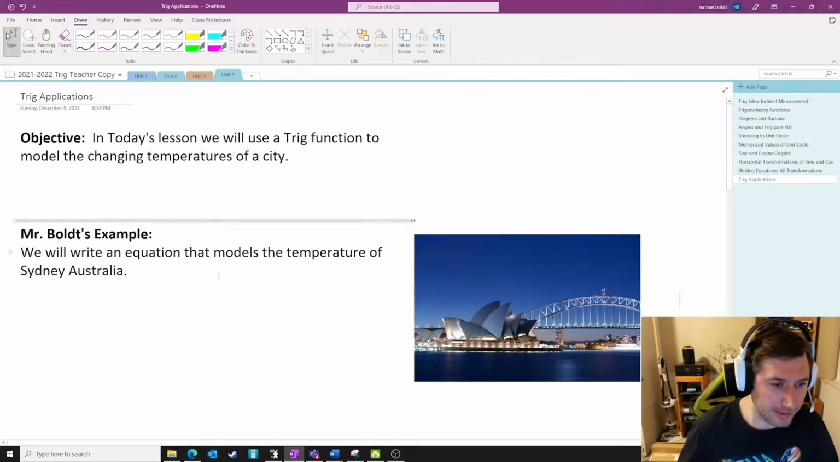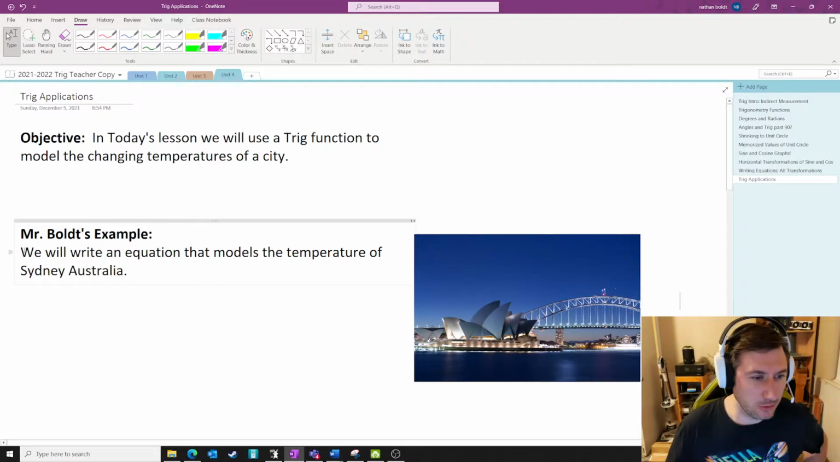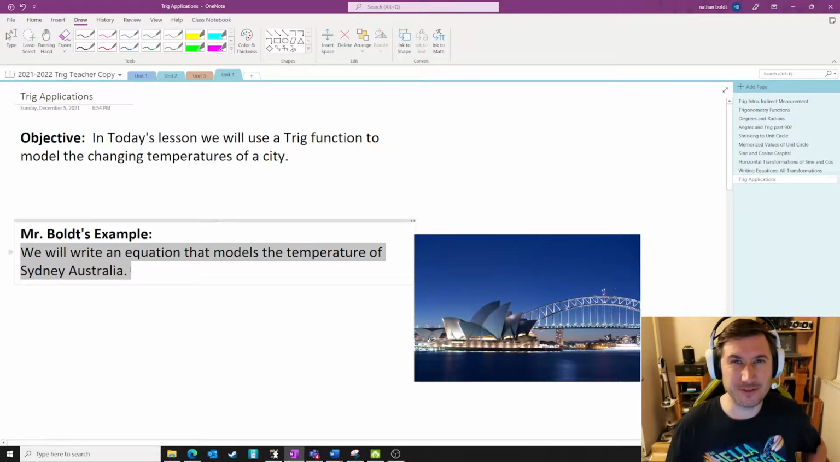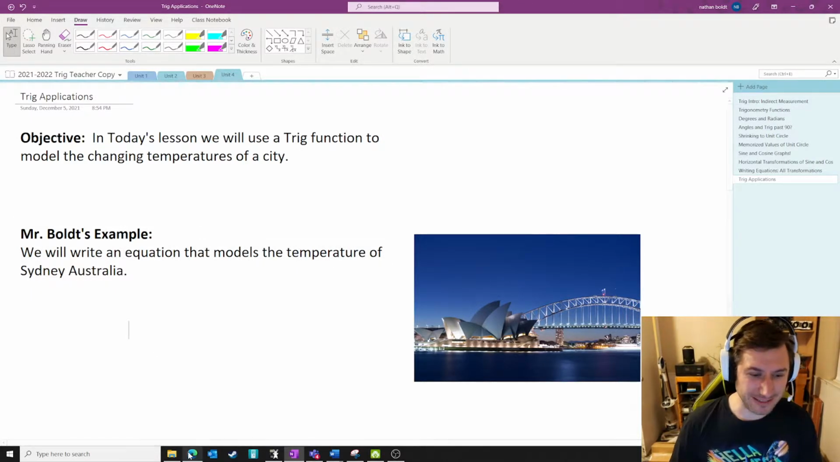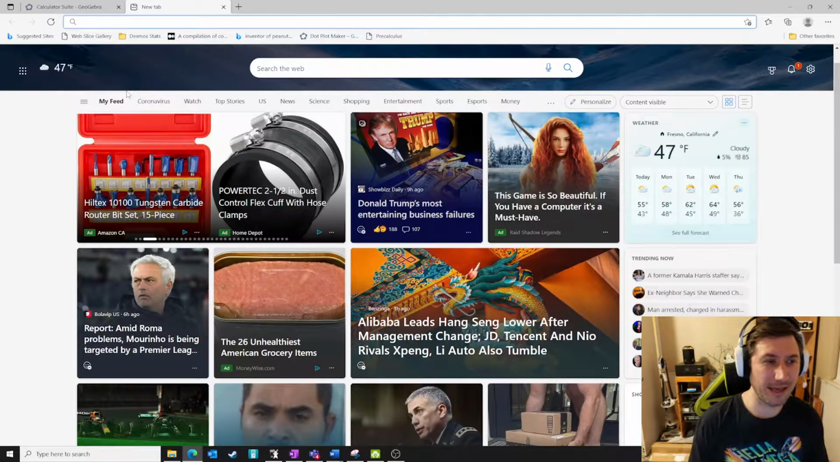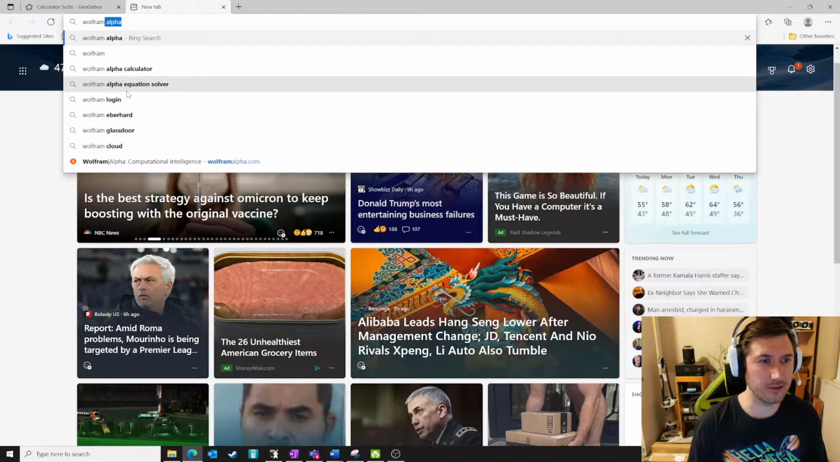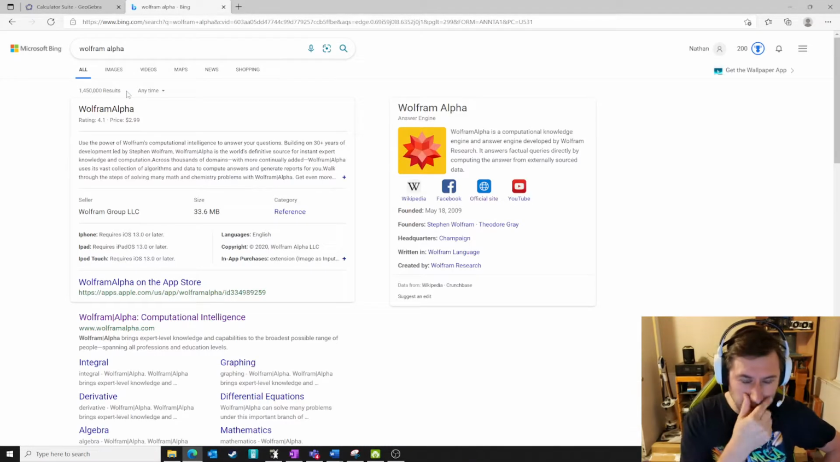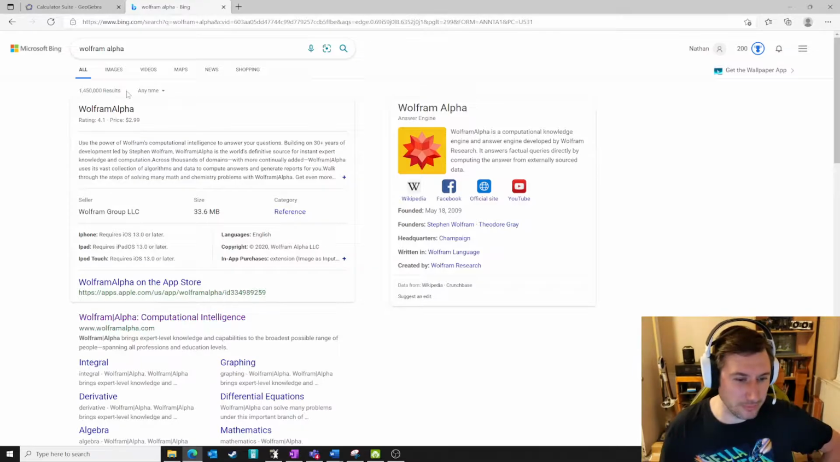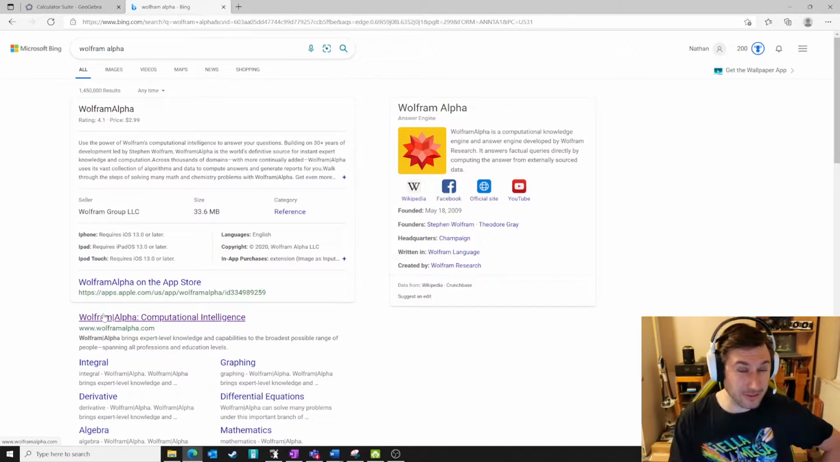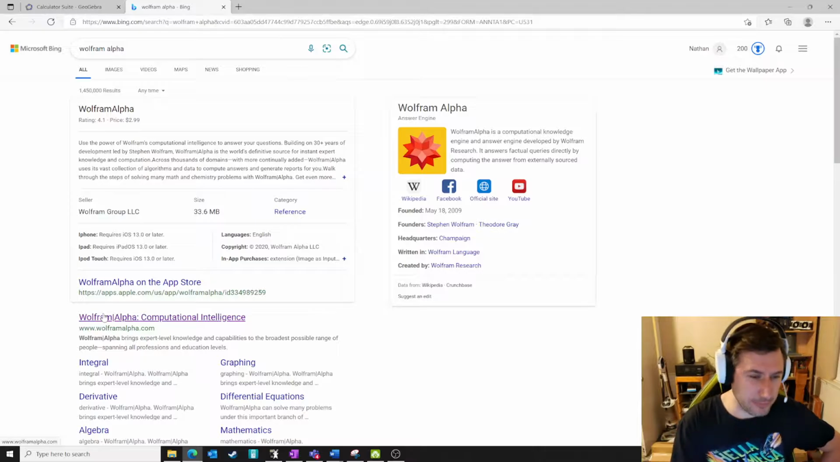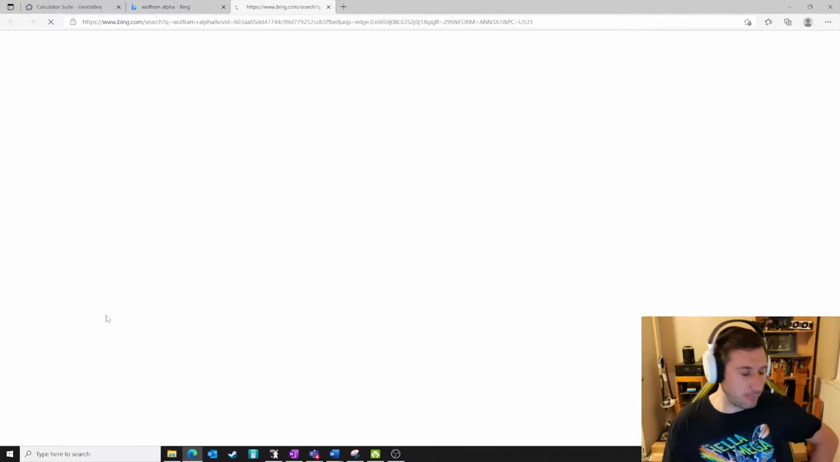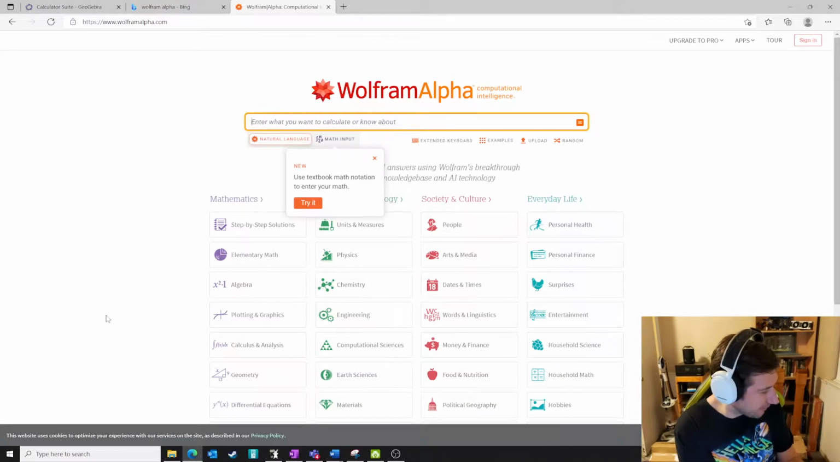So, my example. I'm going to be writing an equation that models the temperature of Sydney, Australia. To do this, I'm going to go to a website called wolframalpha.com. All right, so I'm going to just type that in, Wolfram Alpha. It's an interesting site. It's a computation engine, kind of like a search engine, but for computations. It won't quite do all your homework for you, but it could probably do most of it. But why didn't you tell me that at the beginning of the year?